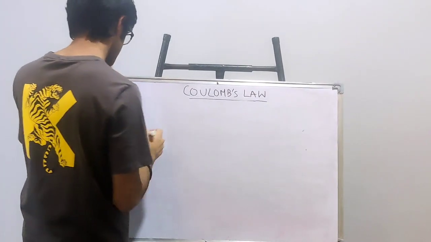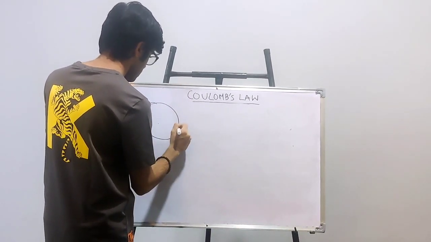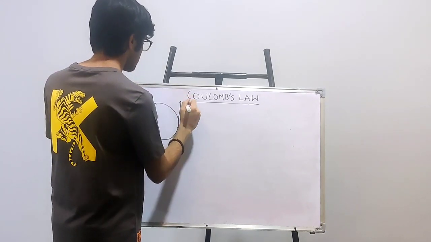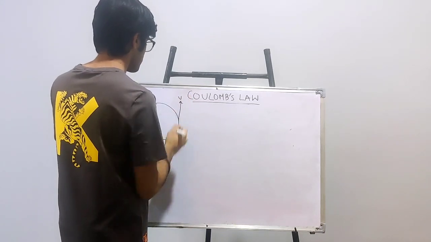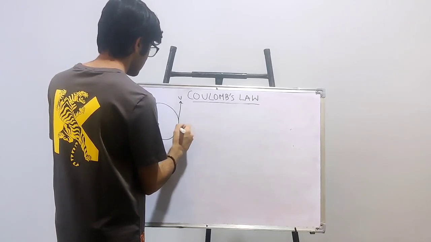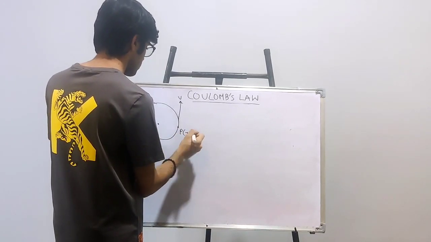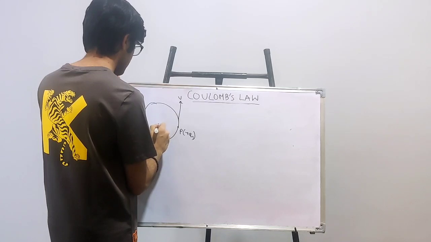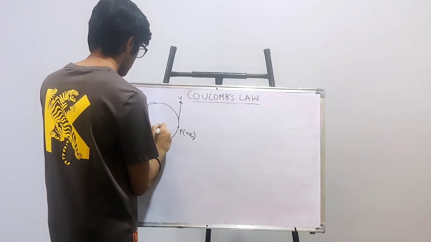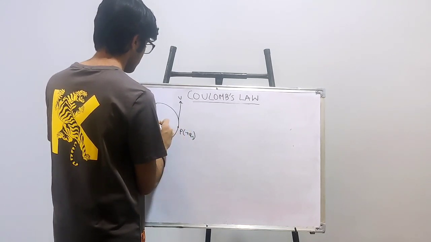Now let's say there is a particle moving in a circular motion like this. Let's say the particle is here at point P. Its velocity will always be tangential. Let's say this velocity is v, and this is a charged particle with a charge of plus q1. At the center there is another particle which has a charge of minus q2.